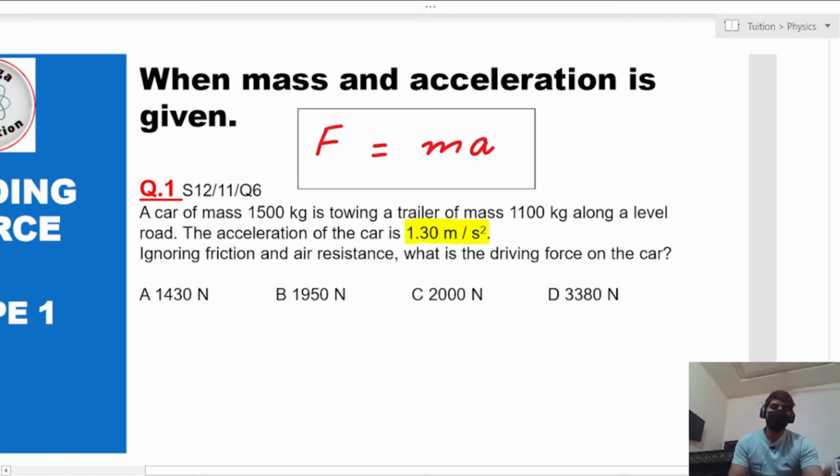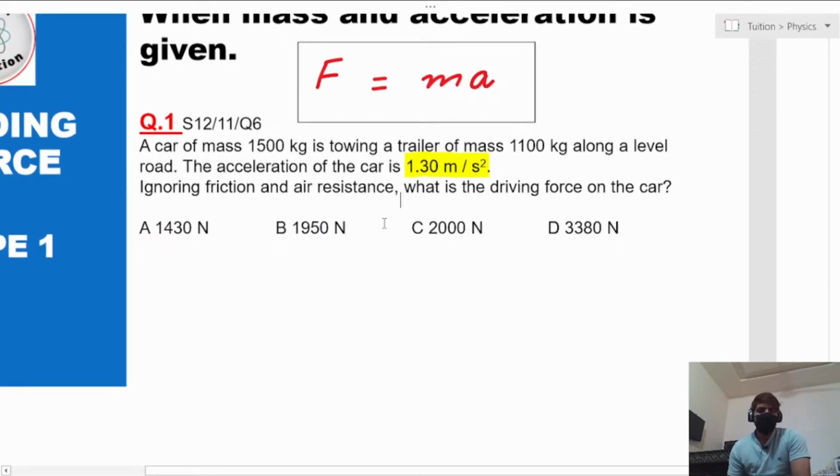and the mass of the object is also given. We need to ignore friction and air resistance. What is the driving force on the car? The driving force on the car, we have to use the formula F equals ma, because we are given the value of mass, and we are given the value of acceleration.